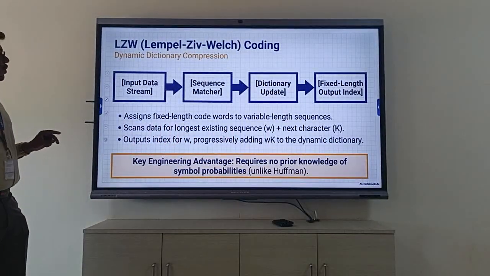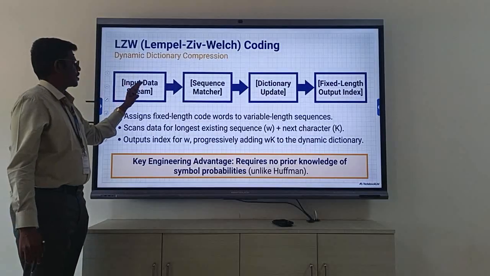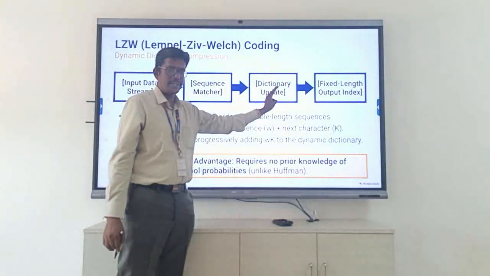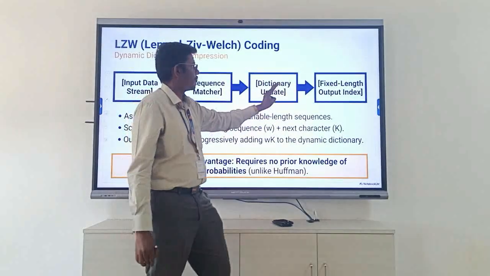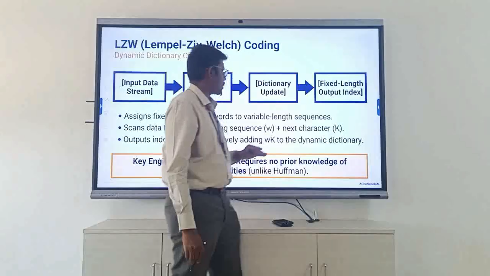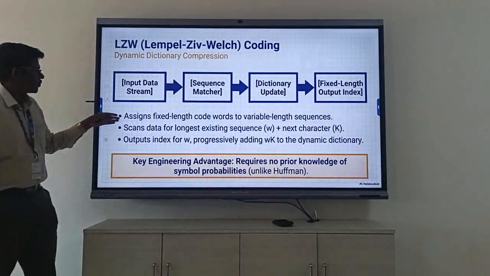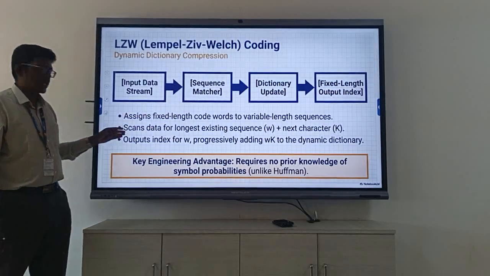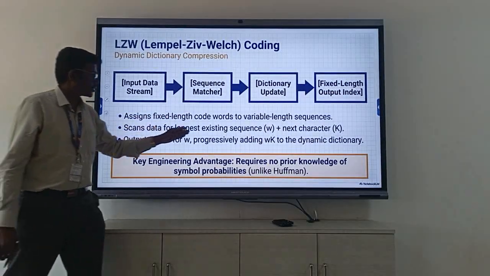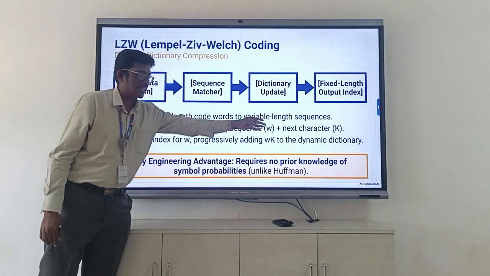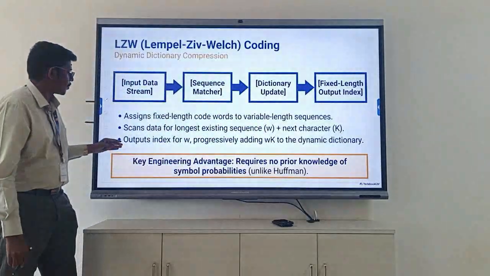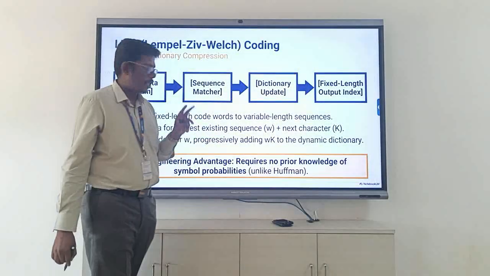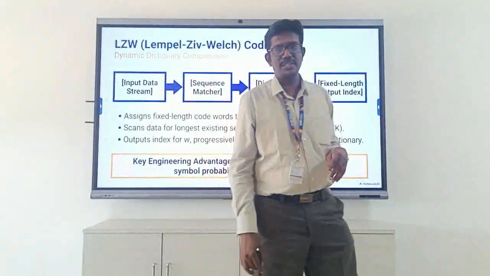So in LZW, the input stream of data is given to the sequence matcher, and finally it is updated with the dictionary update, and converted into a fixed length output index. So here we assign a fixed length code word to a variable length sequence. Scan the data for the longest existing sequence W plus the next character K. This is an example. The output is the index value for W, progressively adding WK to the dynamic dictionary.